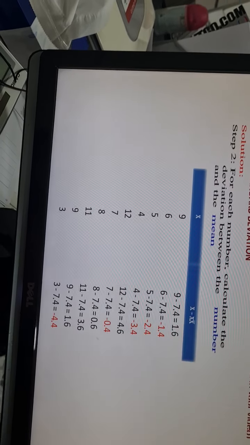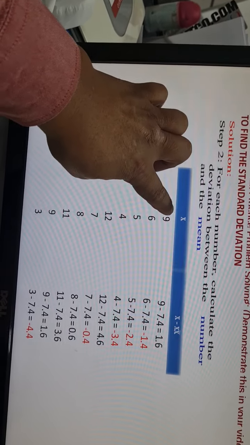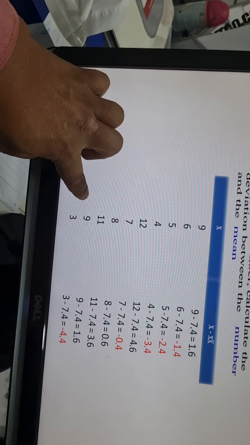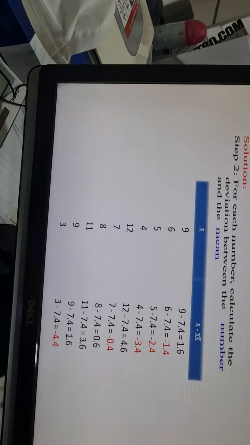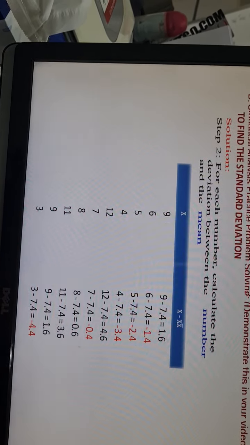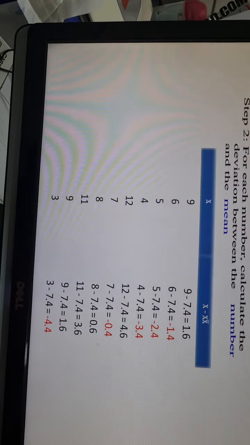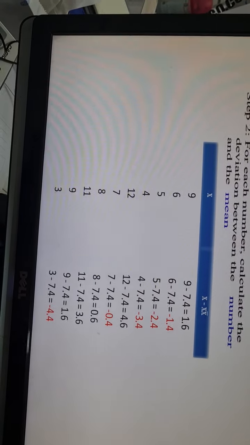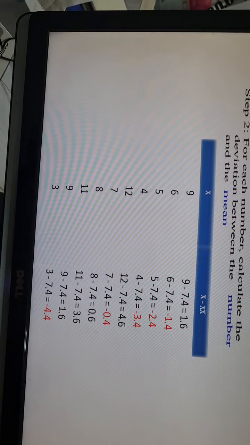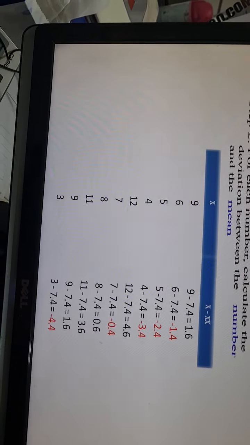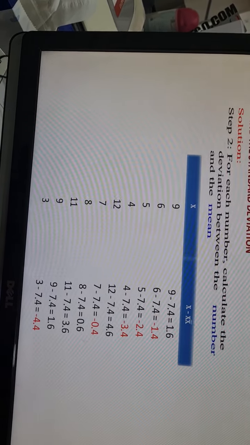and the mean. So the number here is x: 9, 6, 5, 4, 12, 7, 8, 11, 9, and 3. This is the corresponding length of the 10 carrots that have been planted. In order to get the deviation of each number, we subtract the mean from it. So the number minus the mean equals the deviation.